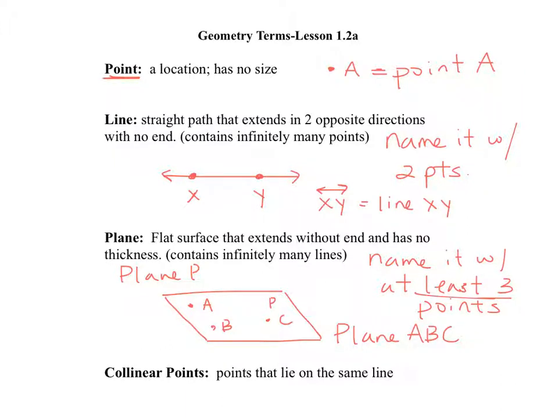Now here's the thing about a plane. You can do 3 letters, but you could also do 4. You could do 5. You could do 6. So you need at least 3, but that's not the limit. You can do as many letters as you want. Okay? So that's a plane. Any questions, point, line, or plane so far?